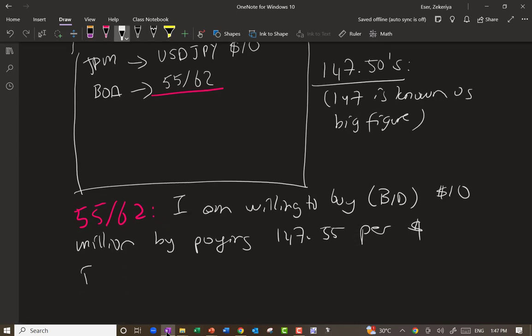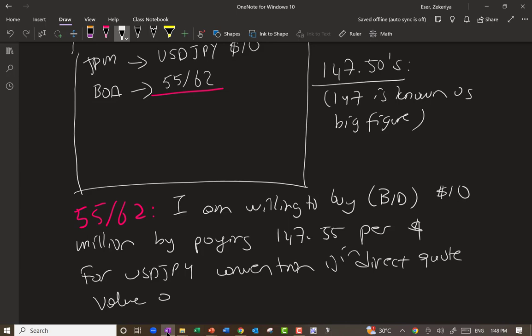Because for USD JPY, convention is direct quote, which means it's value of $1 US in Japanese yen. As we talked about before, most currencies, the convention is indirect mode, when the quotation is between US dollar and that currency, except for 4 of them, British pound, Australian dollar, New Zealand dollar, and euro.